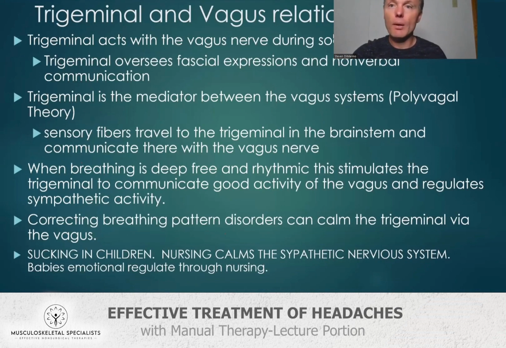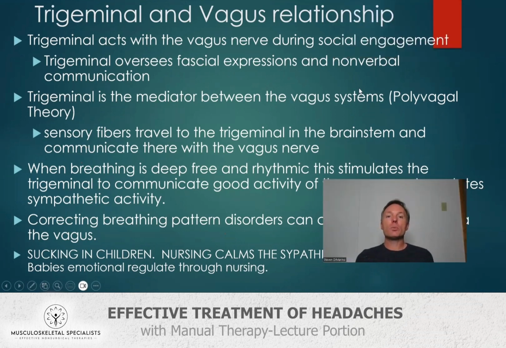Okay, so we're almost done. The vagus-trigeminal relationship: the trigeminal acts with the vagus nerve during social engagement. So that's your facial expressions. The vagus is picking up information, and your trigeminal is changing the shape of your face. That's your expressions. The trigeminal is a mediator between the vagus systems. And this is getting into the polyvagal theory, which I'm not going to talk about here because we'll never finish.